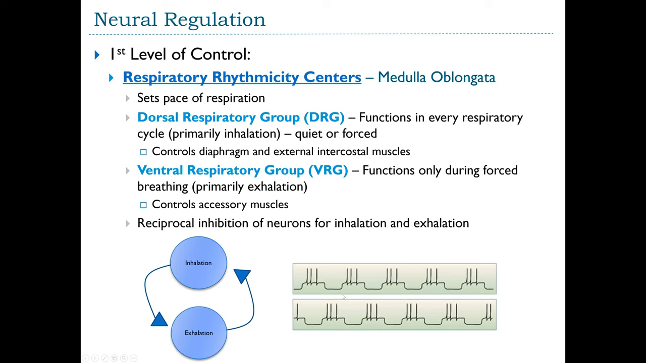So if you were to look at neuron activity in these two groups of neurons, you'd see that when the inhalation ones are firing action potentials, the exhalation is being suppressed. And when the exhalation neurons are firing action potentials, the inhalation neurons are being suppressed. So that is what we mean by reciprocal inhibition. This also ensures that you never get a signal to inhale and exhale at the same time, which would be impossible to do.